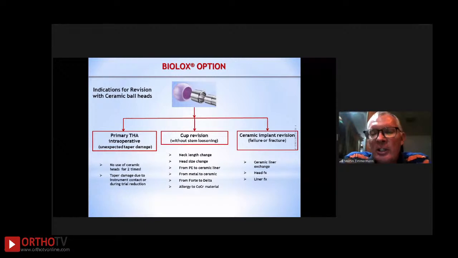The third situation is a case of a ceramic implant revision due to failure or fracture of the ceramic, which was the primary reason why the Biolox option system has been developed. So in this situation where you have head fracture or liner fracture, you have to use this Biolox option system, as long, of course, as you want to keep the stem in situ.